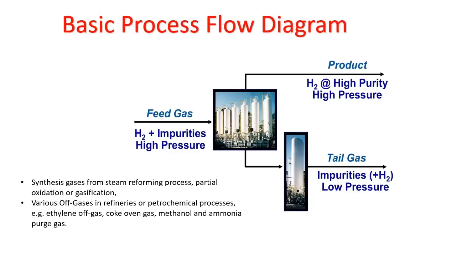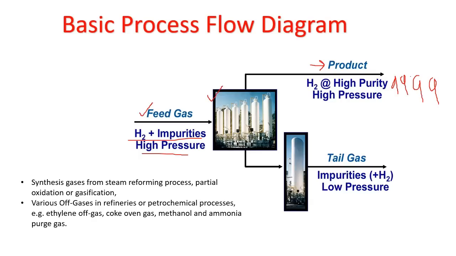So this is the basic process flow diagram where the feed gas goes into the PSA process. The feed gas contains the hydrogen and other impurities at the high pressure, and from the PSA process, hydrogen is recovered with high purity, which is more than 99.99% purity, and it is at the high pressure, right? And then there will be a tail gas, which is at the low pressure, right? Where we will get mostly impurities and a small amount of hydrogen.